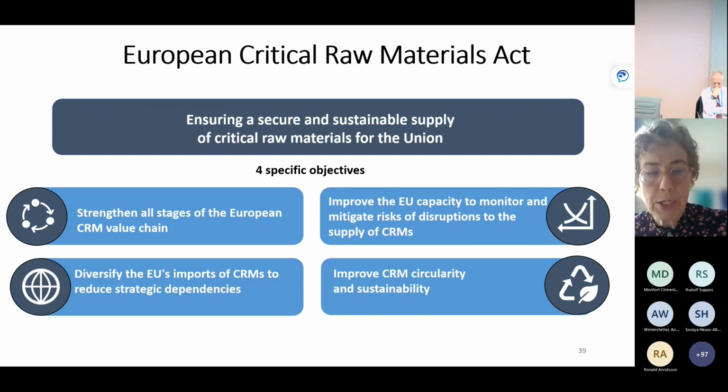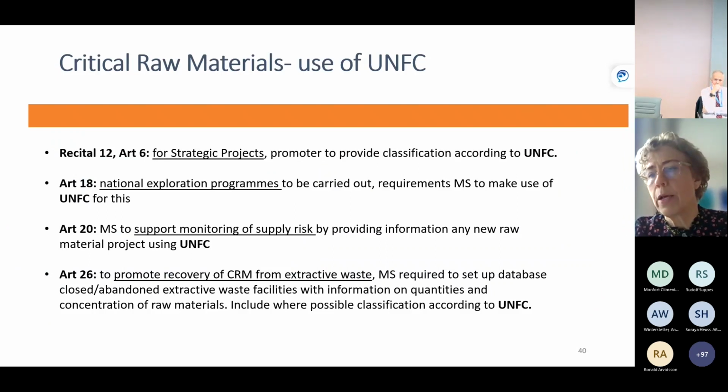And the communication that accompanies the critical raw materials legal initiative also brings forward a range of measures that will strengthen circularity and grow the market for secondary critical raw materials. If we look at the references and the recommendations for the use of UNFC in the Critical Raw Materials Act, you will see that for the strategic projects, they should provide a classification according to UNFC, and to be able to assess the social, environmental, and economic viability and the feasibility of the project, as well as the level of confidence of the estimates.